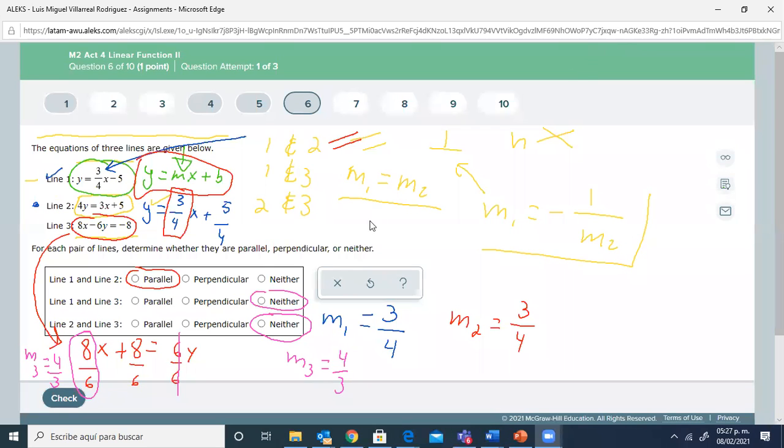So you go and click here: parallel, neither, parallel, neither, and neither. And you check it, and it's correct.